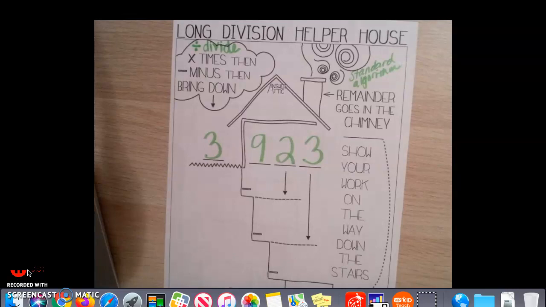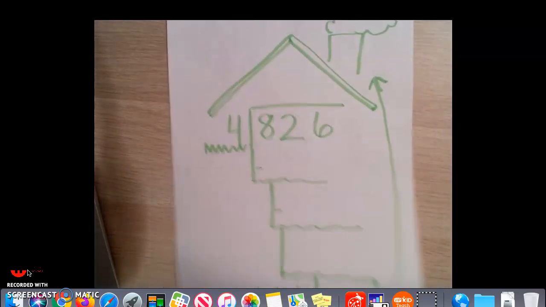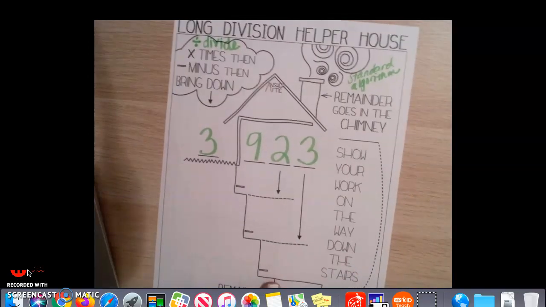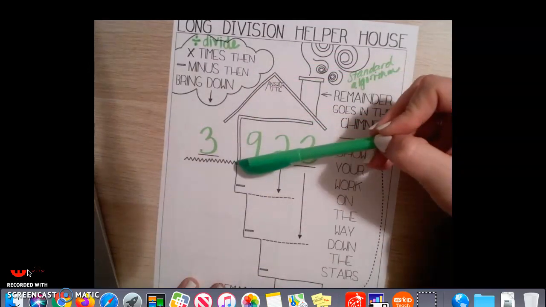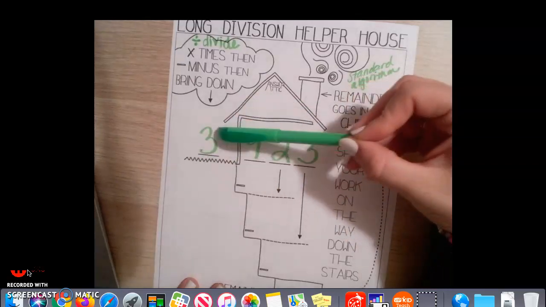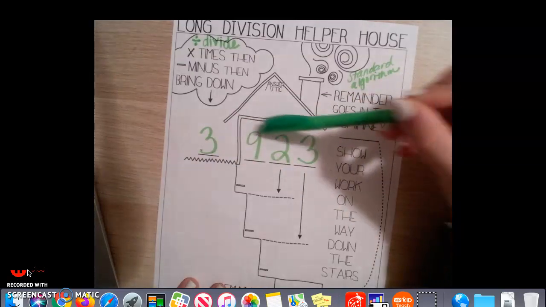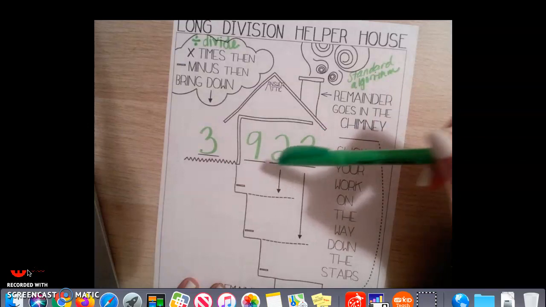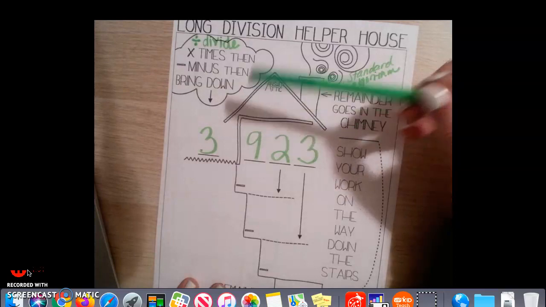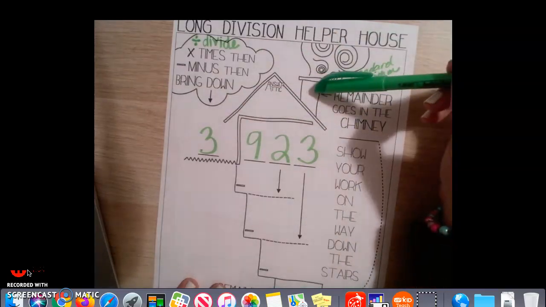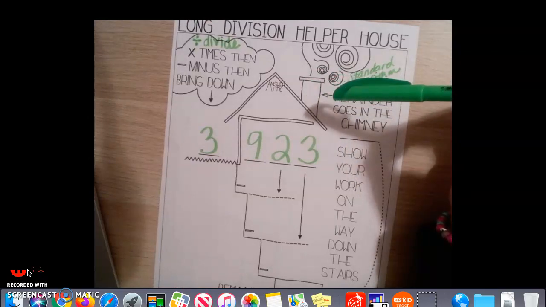So you're just going to walk through this with me, and then we're going to turn over to the back and try another one after we're done with this one. Okay, so you'll see that this is formed like a house, and we have our divisor here. The divisor is what's knocking at the door. The dividend is what's in the house, so that's what you're dividing into. The quotient is the answer to a division problem, and then a remainder goes in the chimney. So remainder is anything that you have left that can't be divided equally.